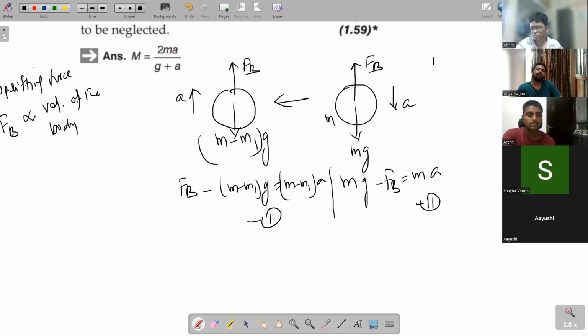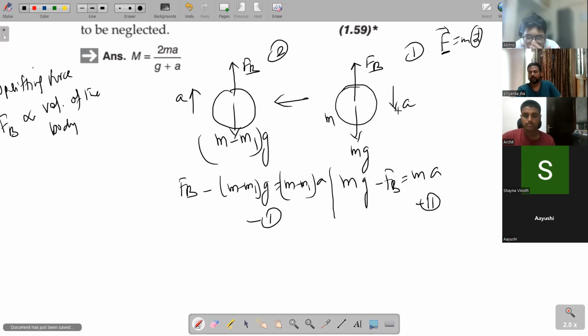Say this is your first case and this is your second case. In the first case, the object is moving downward, so it has acceleration downward. And we know that F equals ma. A is a vector quantity and F is also a vector quantity, and F will be in the direction of acceleration only, right? So if acceleration is downward, net force has to be in the downward direction. There are two forces acting, FB and mg. So mg has to be bigger than FB. So mg minus FB is the net force in the downward direction, equal to m into a.